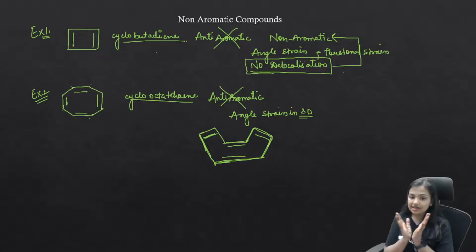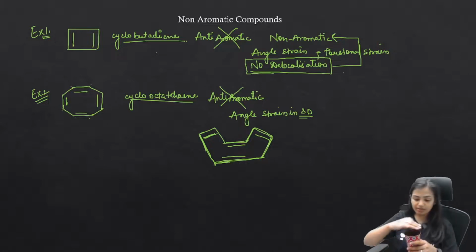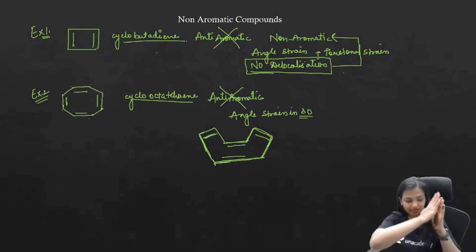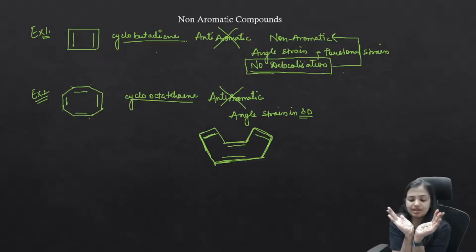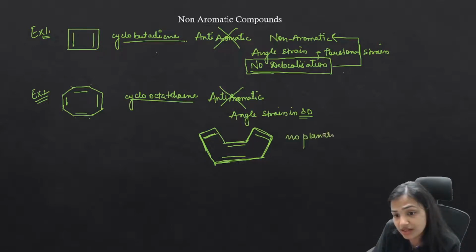So have you seen a tub shaped tub? When I'm talking about a tub, when I'm talking about a tumbler, what has happened? If you see this particular glass, you will find that this is a three-dimensional thing. Is this planar? No, this is not planar. If this is something like tub shaped, then it is not planar. So now there is no planarity in the three-dimensional structure. So no planarity means non-aromatic.